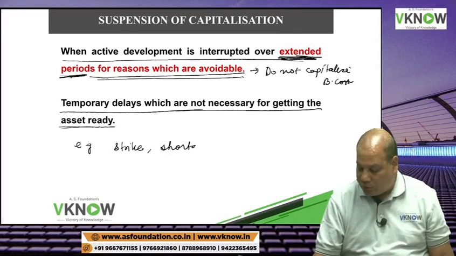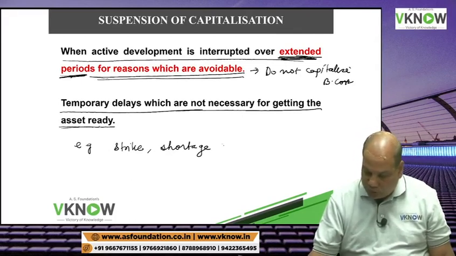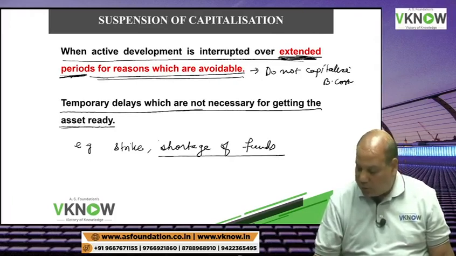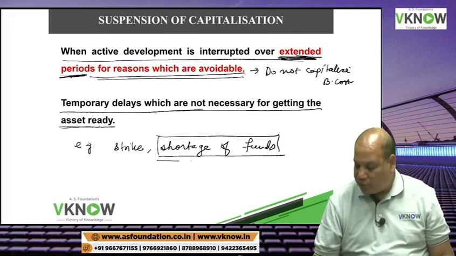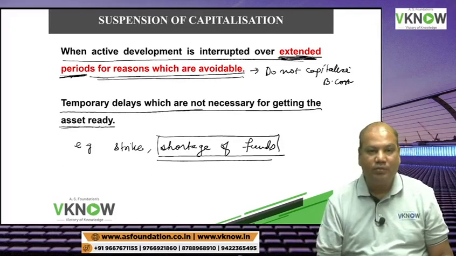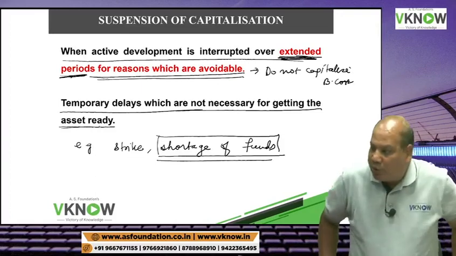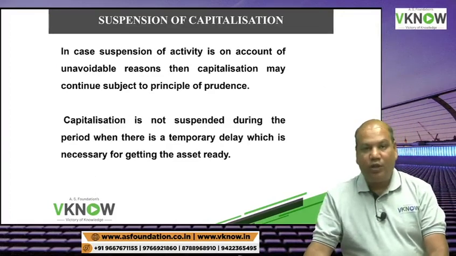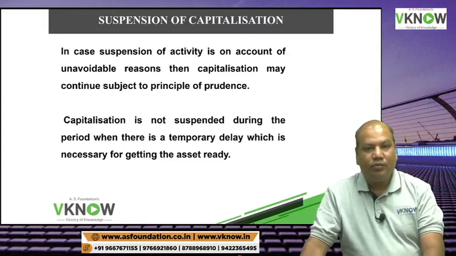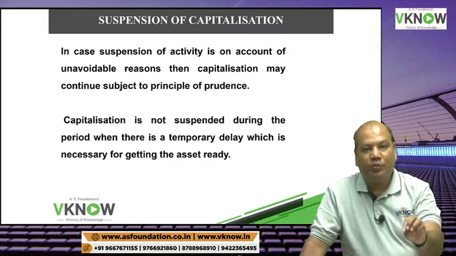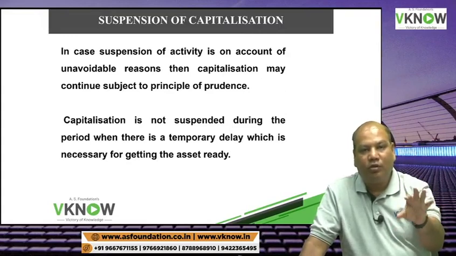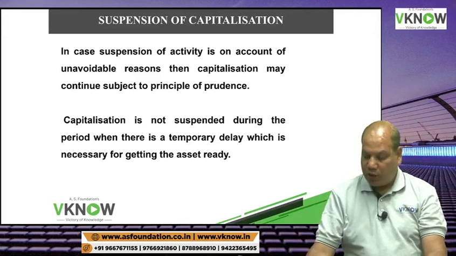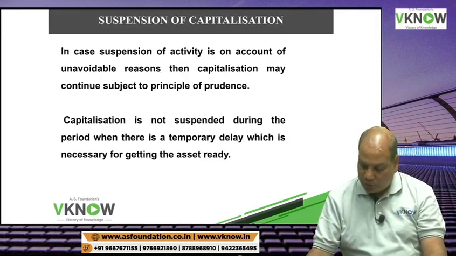Shortage of funds is an avoidable reason. You don't have money, therefore you have to stop the work. It is avoidable, a man-made problem. Man-made problems are avoidable. Okay. But if there is a flood, then we have to stop the work. There is a heavy rainfall, we have to stop the work. That is unavoidable and we will capitalize the borrowing cost. Okay.